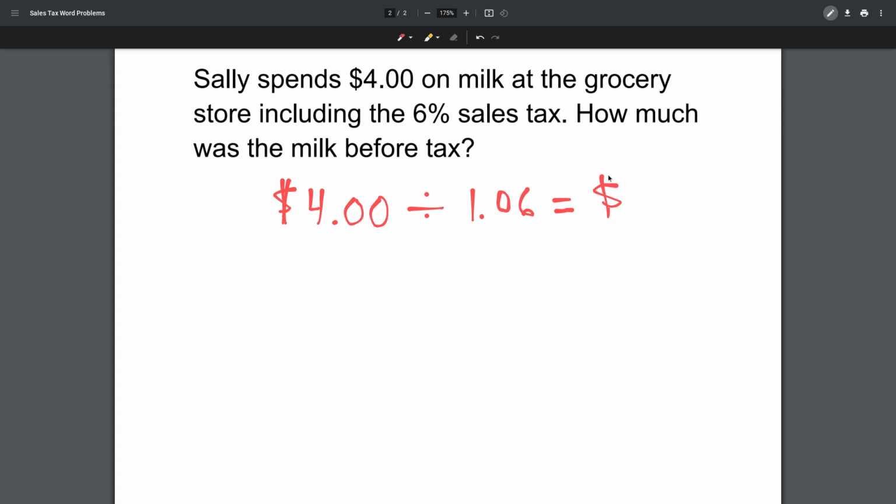So we're going to do 4.00 divided by 1.06, and that gives us 3.773. I'm going to continue to the thousandths place just to show you how to round to the nearest penny. This number here is the thousandths place. We're rounding to the nearest penny, but this number here is less than 5, so we're just going to keep this as $3.77 before tax. And if you want to check this and make sure it equals the amount after tax, you just do 3.77 and multiply by 1.06, and you get 3.9962, which you would round to $4 to the nearest penny.